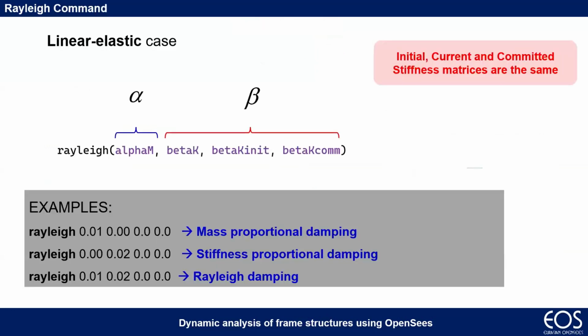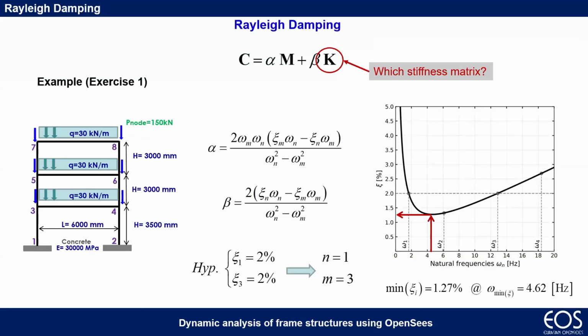To solve the problem of which stiffness I can use for defining Rayleigh damping, the function of Rayleigh damping has been declared with different parameters. I have alpha, the parameter that weights the mass matrix. Typically mass remains the same during the analysis, so I don't have a problem. The mass matrix is fixed, constant during the analysis. The problem is which type of stiffness I'm using for beta. In this equation here, which type of stiffness?